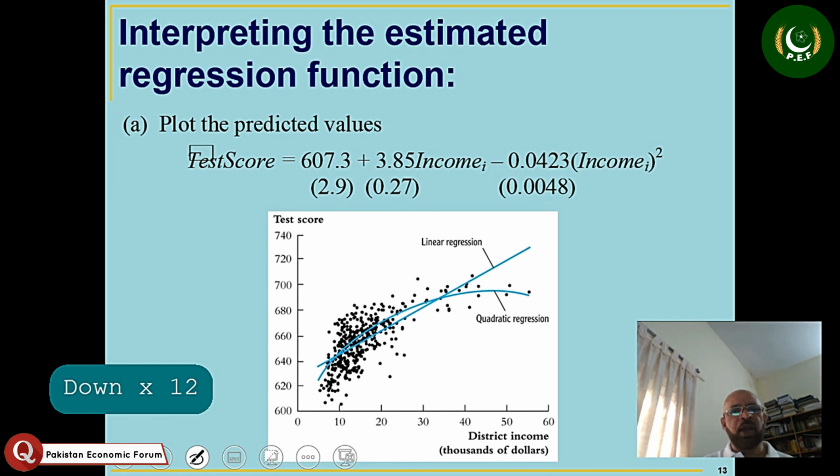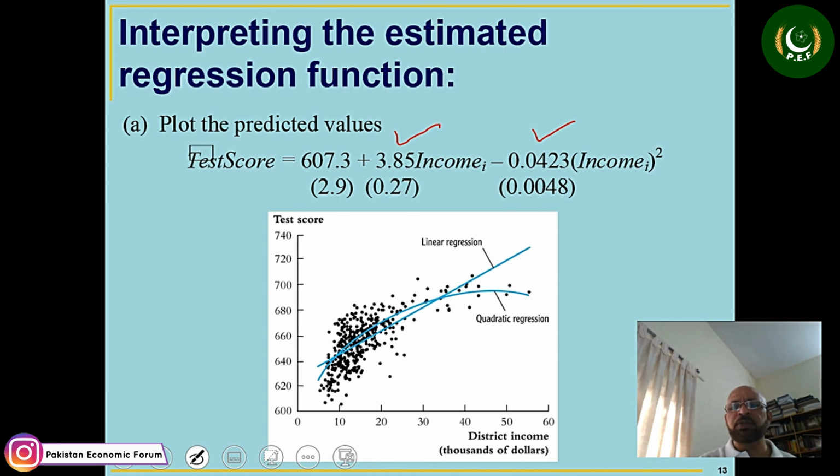So now if we estimate the quadratic model, this is 3.85 income minus 0.0423 income square. Please note it down. Many students confuse that there is perfect multicollinearity between income and income square. There is no case of multicollinearity here, because we are not saying effect of income holding the effect of income square constant, or income square holding the effect of income constant. This is the same variable, so both variables change.